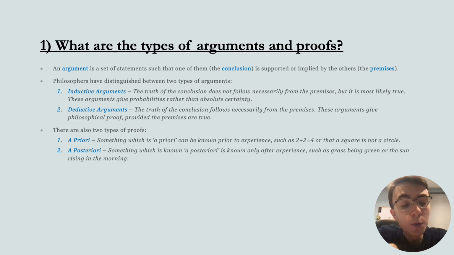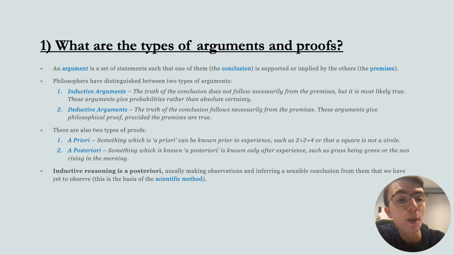That knowledge which we do need experience for, that is dependent on experience, is known as a posteriori. And a posteriori, think about the word posterior, means that we have it after experience. So a priori is before experience, prior to, and a posteriori is posterior to or after experience. So this is things like the grass being green. We can only know that through experience. So that would be an example of a posteriori knowledge.